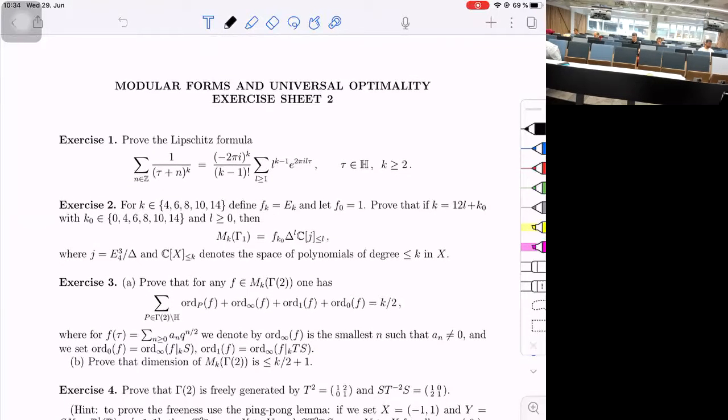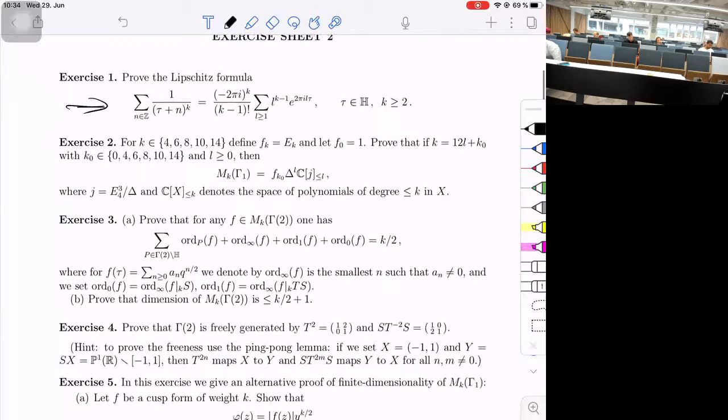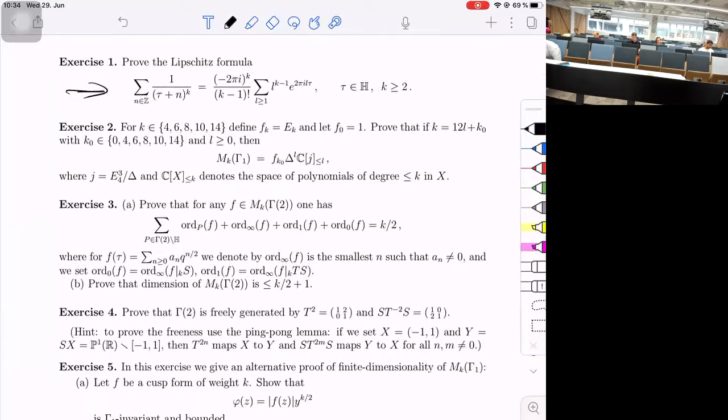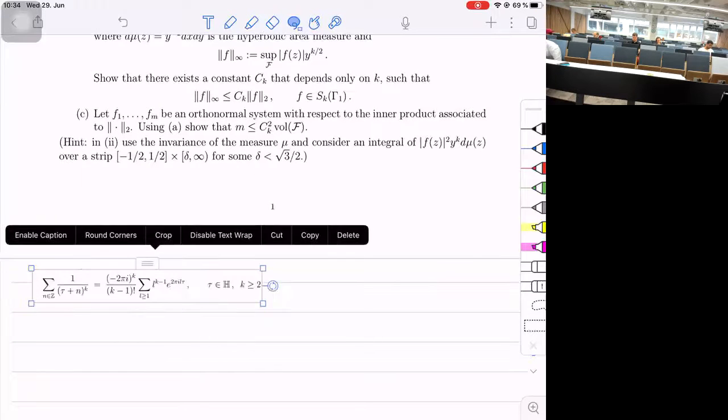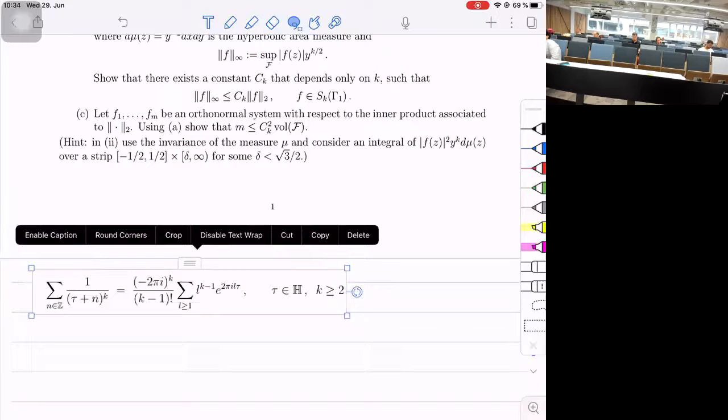So the first exercise is the one Daniel said we should do. They prove this summation formula, which we used to construct or find the Eisenstein series. Just basically made for reference.